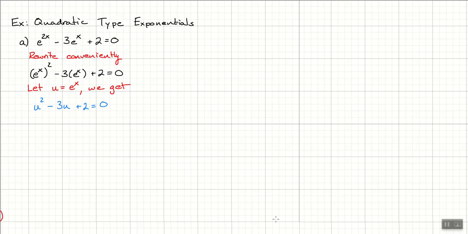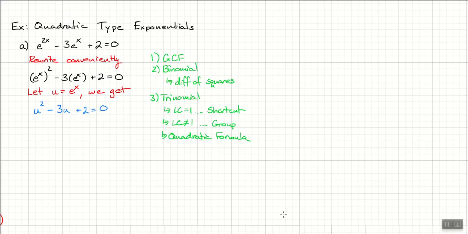By taking advantage of this little rewriting, all of a sudden our regular factoring stuff just shows up as normal. As a quick reminder, this is our factoring list. So GCF, binomial, trinomial, and then all of these things. As I look at this blue expression, the last one that I've written, I notice that there is no greatest common factor. It's not a binomial.